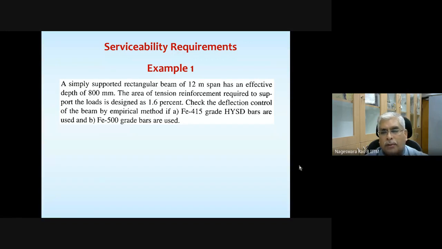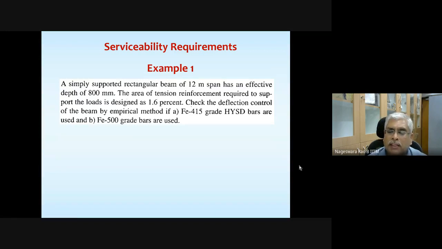So we are going to make use of whatever is given in pages 37, 38, 39 of IS 456. Here, please take a note of it. Simply supported rectangular beam, 12 meters span, has an effective depth of 800 mm. The area of tension reinforcement required to support the loads is designed as 1.6%.